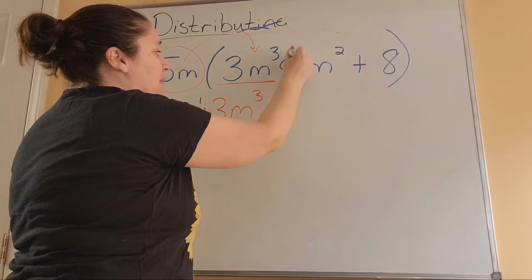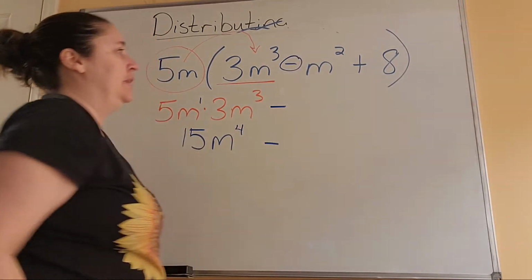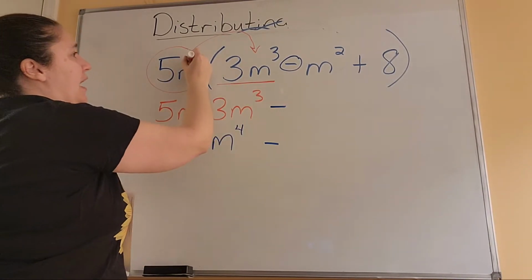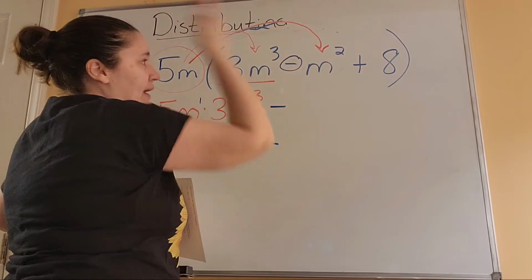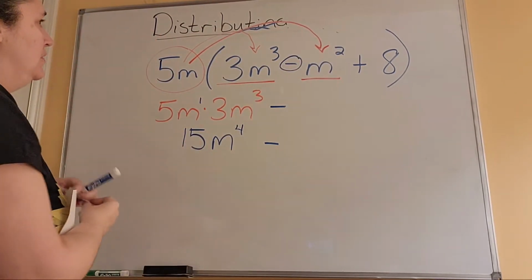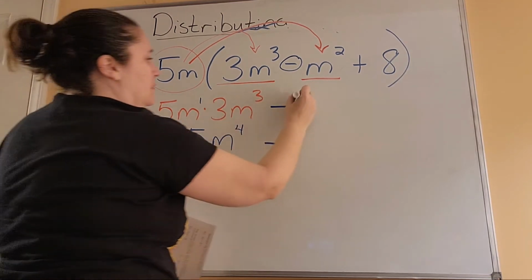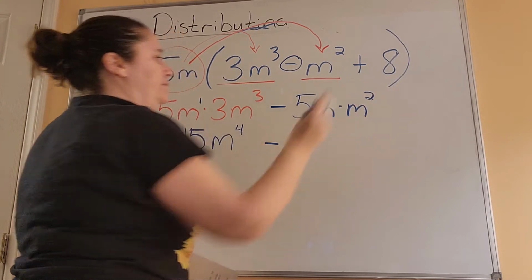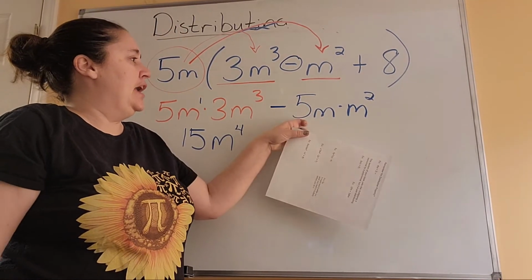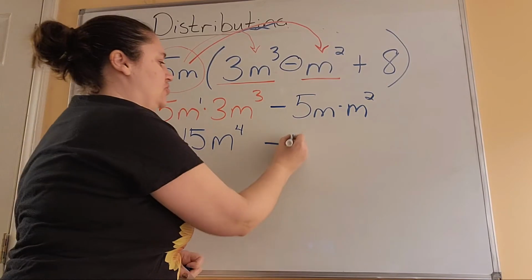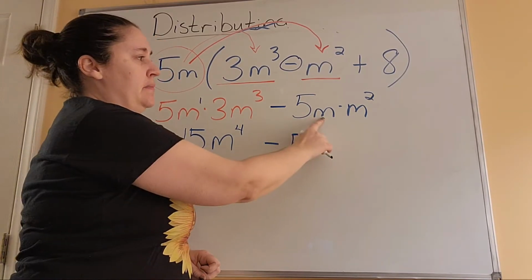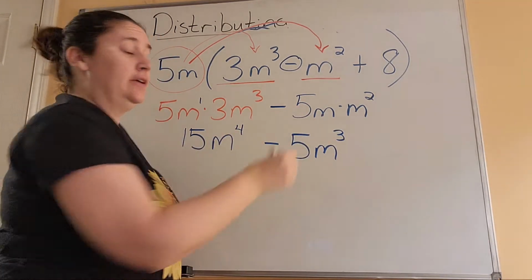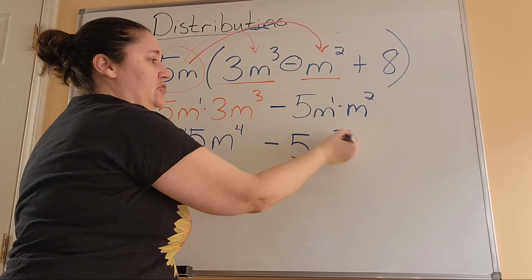Now, write down this minus sign. And we're going to distribute to the second term. We're going to give 5m to the m squared. So take 5m times m squared. Let's see. 5 times an invisible 1 is just 5. M times m squared is m to the third power. You add their exponents. Invisible 1 plus 2 is 3.